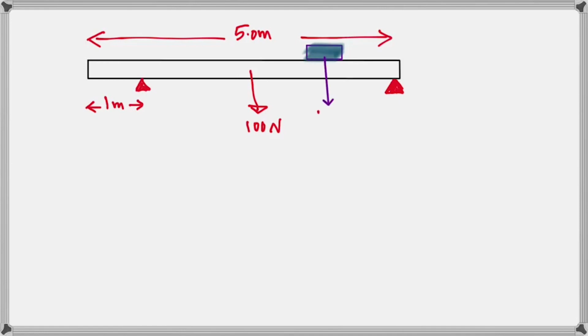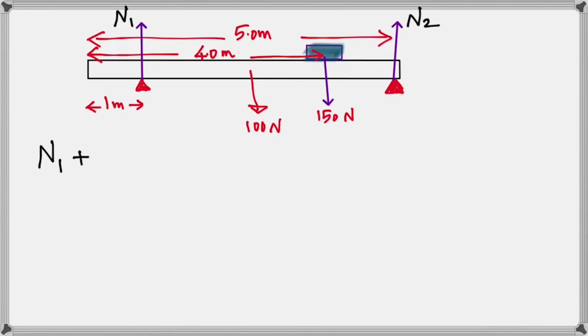There's an object kept here. The object has a weight of 150 Newton, and it is 4 meters from that end. So you have two normal reactions, N1 and N2, and the idea is to find them. What are the two conditions? Number one, the total force up should be equal to the total force down.